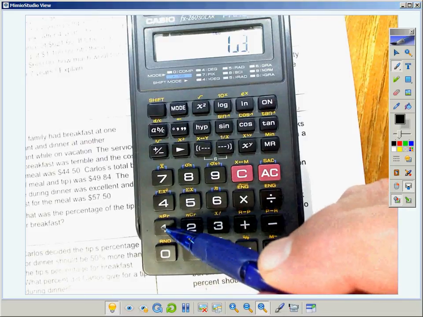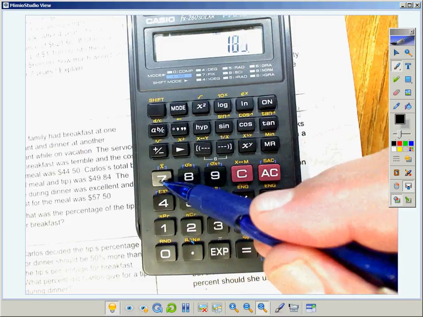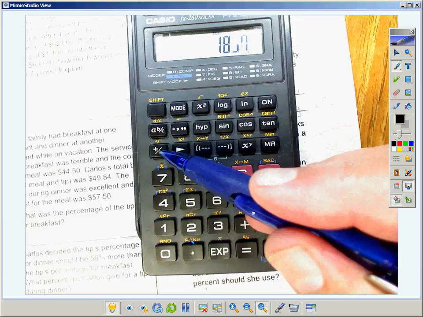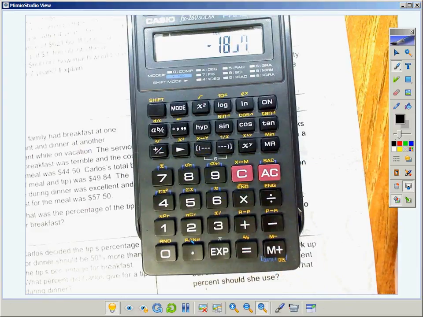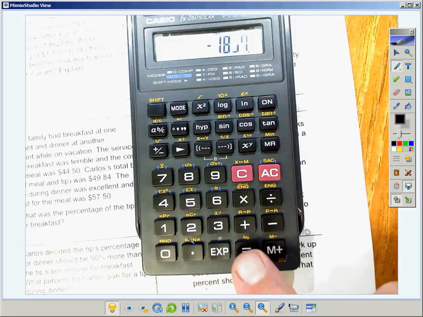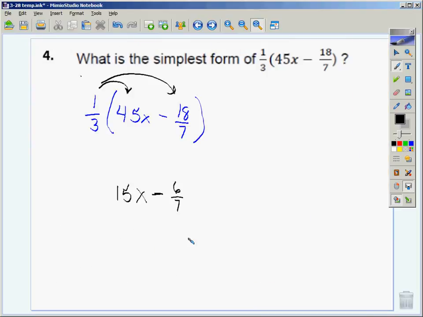So I'm going to put in 18, the ABC button, the 7, but then I'm going to hit that plus minus button right below the fraction button. And now you can see it's a negative 18 over 7, and I'm going to hit equals. And you'll see that I get the results of negative 6/7. But you have to hit that plus minus button on this calculator after you put the number in. It allows you to change its sign. Questions on this fourth example?